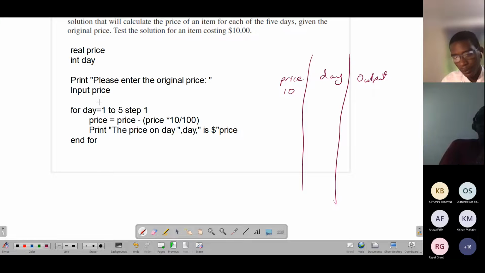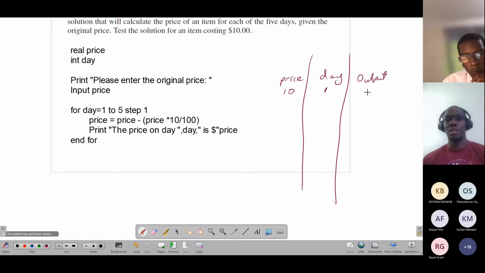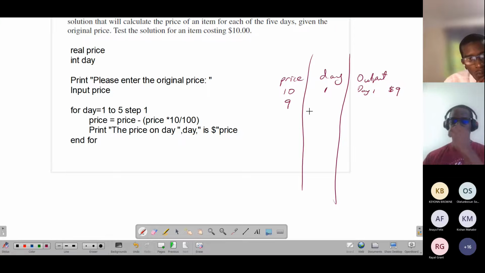So we have $10 inside there, and day is our counter in this instance. If you use day as the amount of days you want to run this for, then day would be a constant. But if you're using day as your counter, day is a variable. It's all about how you implement your solution. So day starts off at 1, and price is equal to price minus price multiplied by 10 over 100. So 10% of price is $1, and we take that away from price. So the value of price goes to $9. And our output is day 1, $9.